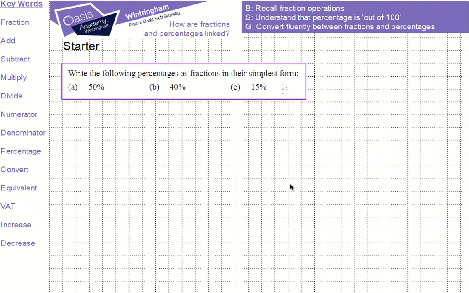For the starter, again we have done this before, a few weeks ago now. Can you write the following percentages as fractions in their simplest forms? Remember that percentages are out of 100, so that might be where you're going to start with this. Pause the video while you have a go at the 3 questions and press play when you're ready to see the answer.